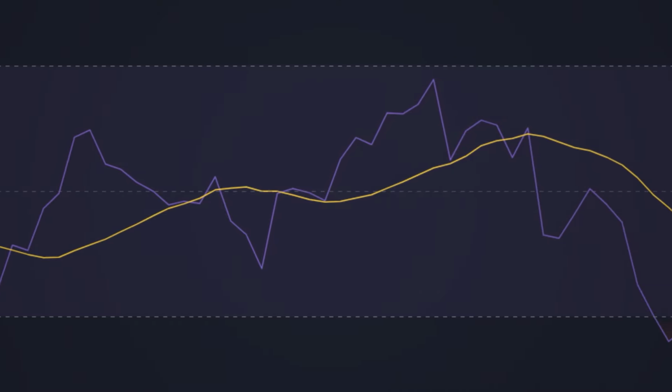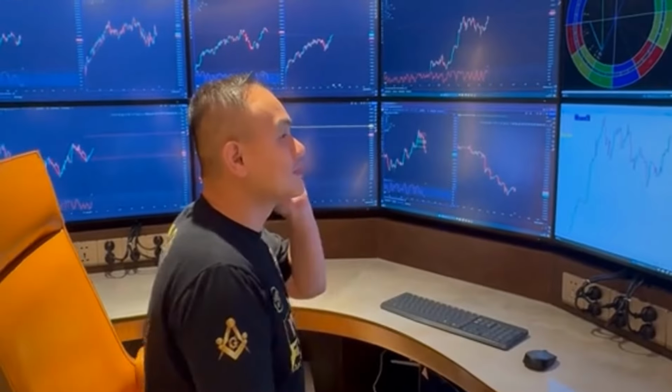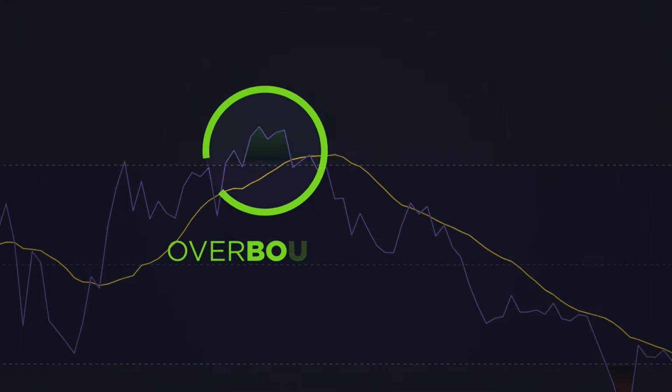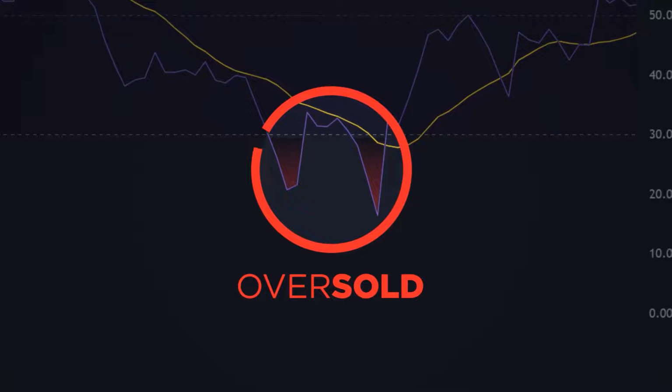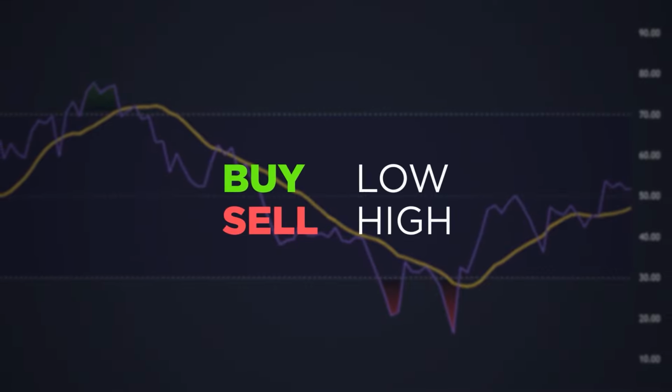RSI is one of the most popular trading indicators. Everyone uses it. Trading gurus, mentors, and even that one TikTok trader with 12 monitors. And yeah, the concept seems simple. When the RSI is above 70, price is overbought. And when it's below 30, it's oversold. Buy low, sell high. Easy game, right?